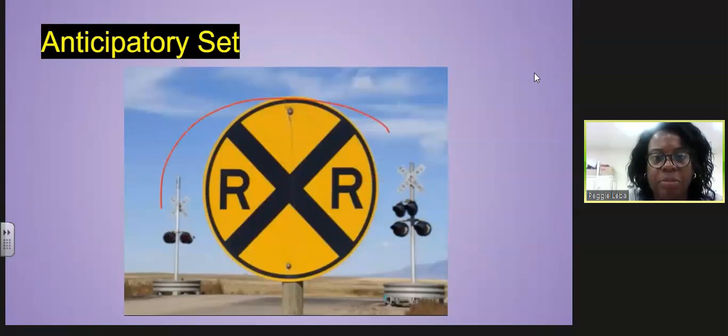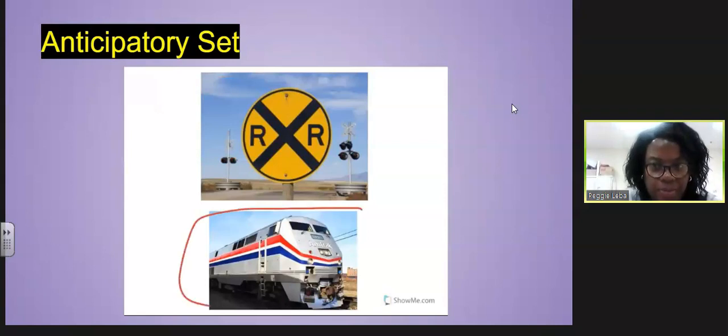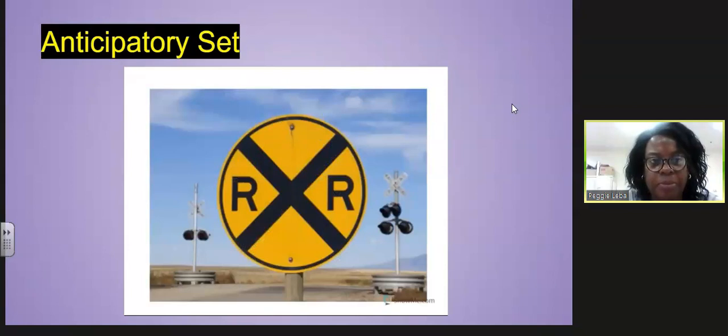Look at this sign. This sign says railroad crossing. If you see a railroad crossing, and the signal lights are flashing on and off, that means watch out. A train is coming. Railroad crossing. That means be careful and watch out for oncoming trains.